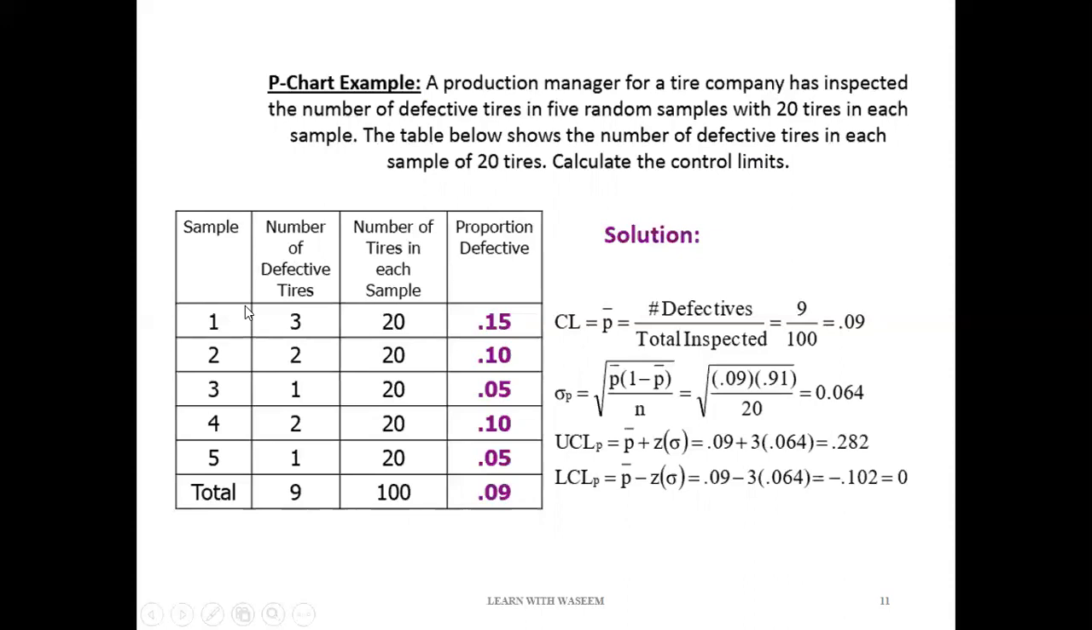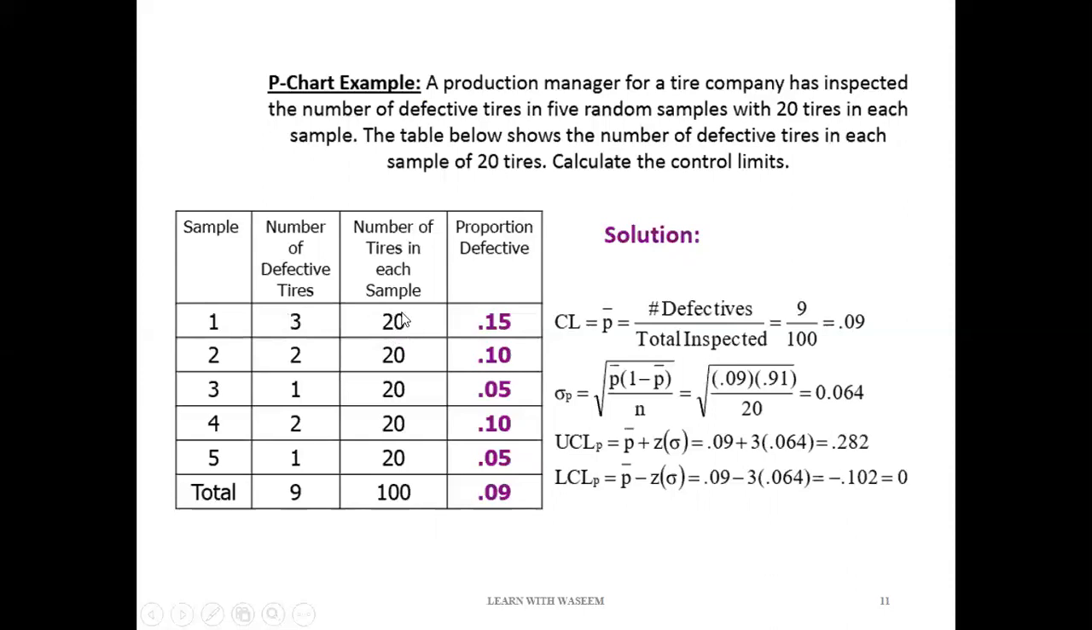So there were 5 samples, 1, 2, 3, 4, and 5, as mentioned here, 5 random samples with 20 tires in each sample. And these are the defective in each sample.